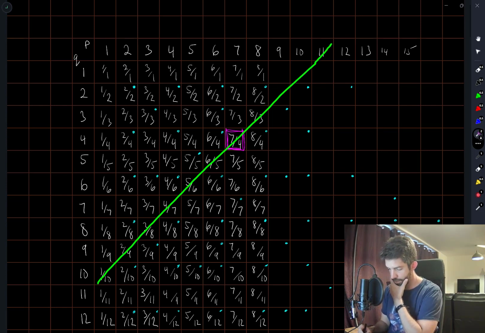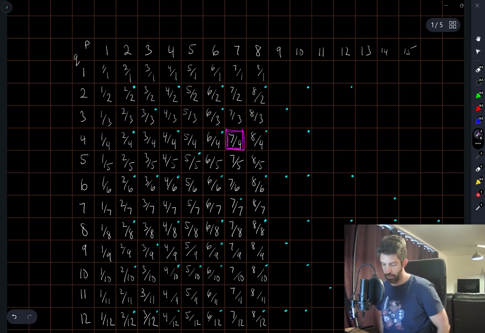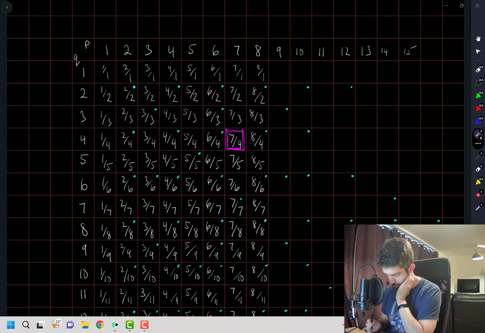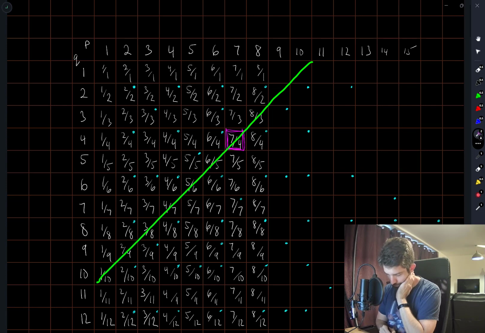So how do we count? Well, the number of blue dots above that line, or on this earlier part of this diagonal. For example, if I had chosen 7 over 5 instead, we have a whole bunch of blue dots that we need to remove. Okay, so let's first start by figuring out: is there a formula for how many blue dots are above that line?